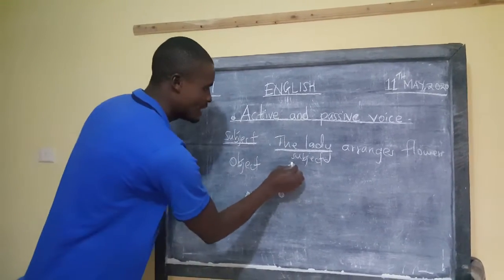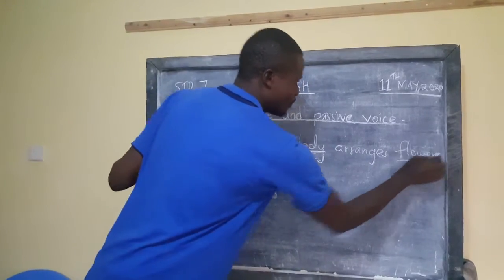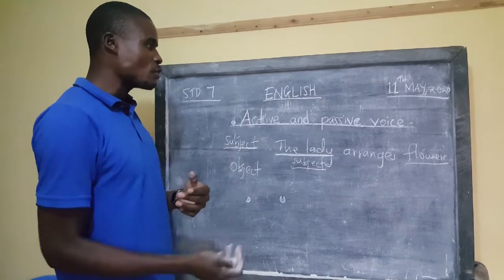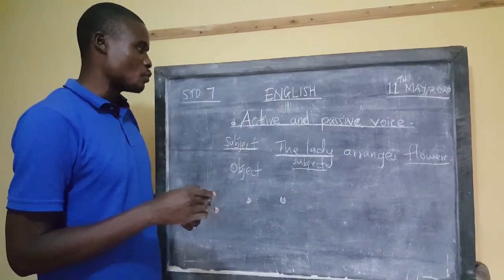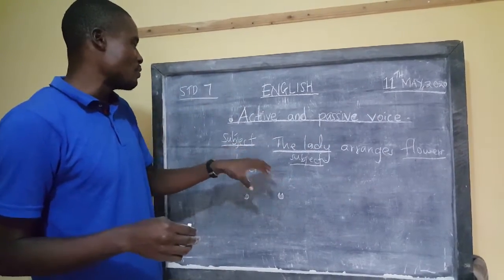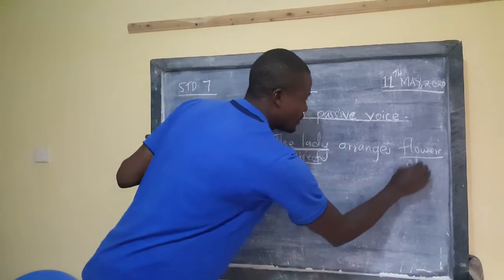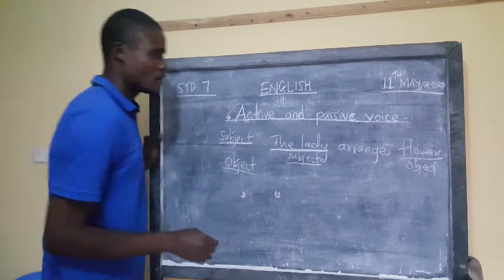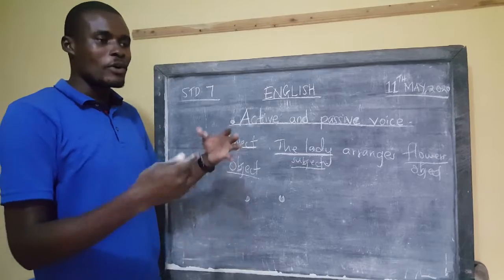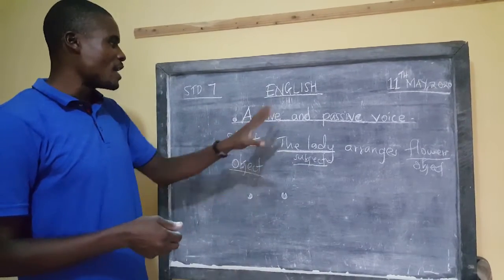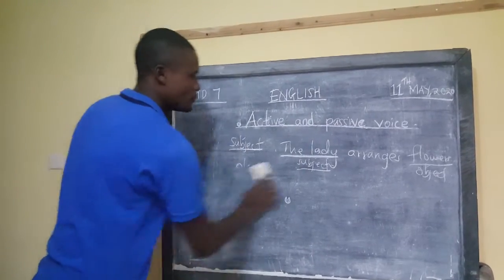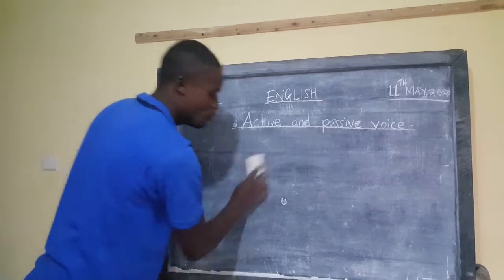That one becomes the what? The subject. And then you have the object. Whatever the action is being done to. The flowers are the ones that are being arranged. So that is the what? The object. The flowers here will be the object. So if you are able to identify what is a subject and what is an object, then we are going to get it very much simpler to answer questions dealing with active and passive voice. So let us go to our first example, having known the meaning of a subject and an object.